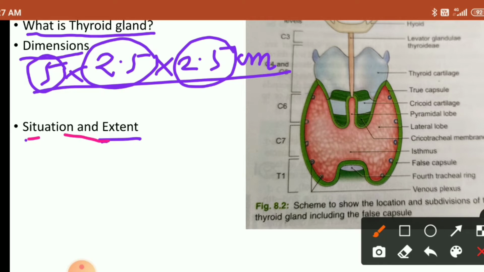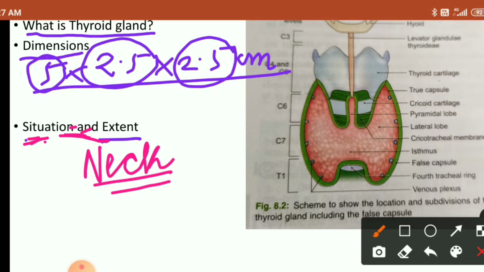Now remember, in order to know this, we have to look at the adjacent diagram. First, the situation: it is present in the neck region. Yes, it is self-explanatory. I don't need to explain this. But what is the exact position? So you know that the thyroid gland has mainly two structures. First, the lobes. You see there are two lobes, and the lobes are connected by one isthmus.